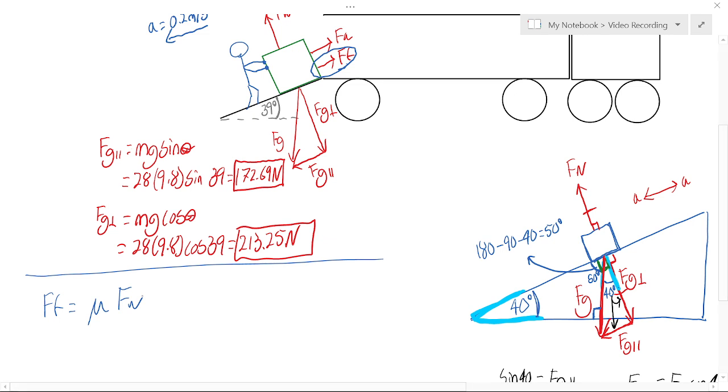And sometimes you don't have all these values, and then you might have to do an F-net statement, a Newton's second law statement, to solve the problem. But in this case, we do actually have this information. So we don't need to do an F-net statement to solve this problem. We can just use the basic friction formula.